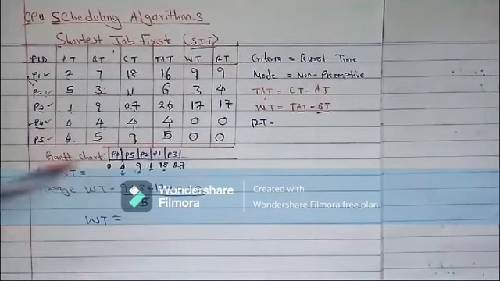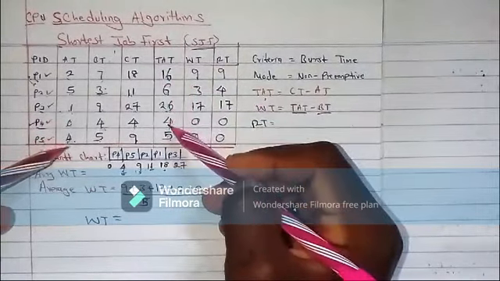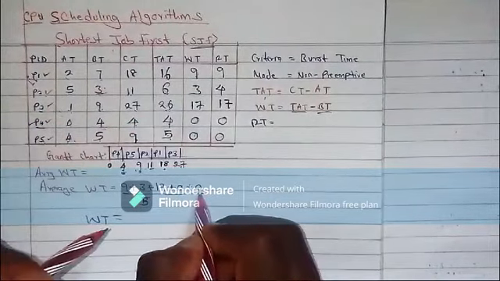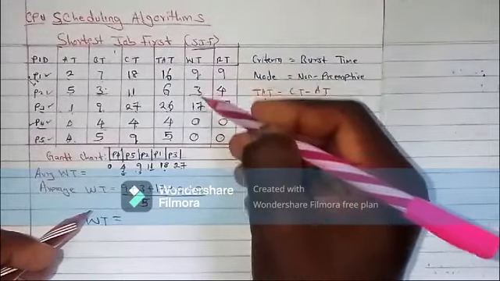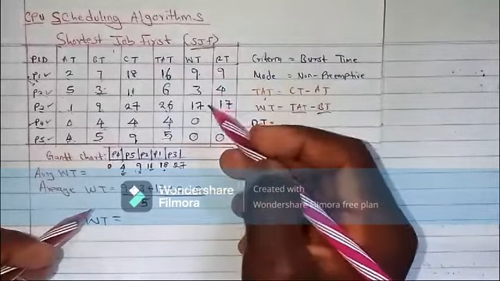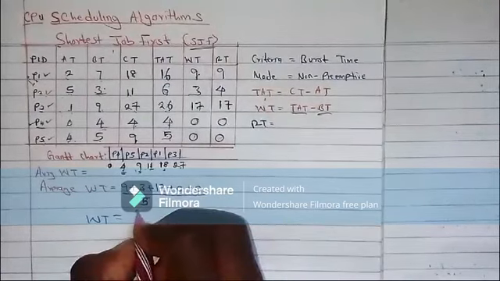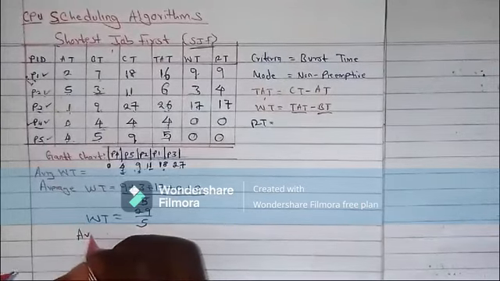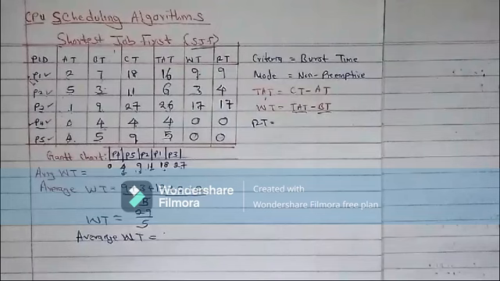Now by calculating the waiting time, you add all the processes in the CPU. You have process 1, process 2, process 3, process 4, and process 5. You add 9 plus 3 plus 17 plus 0 plus 0. You divide by the number of all processes. How many processes do we have? We have 5 processes: 1, 2, 3, 4, 5. Now when you add, you get 29. Divide by 5. So average waiting time is equal to 29 divided by 5.